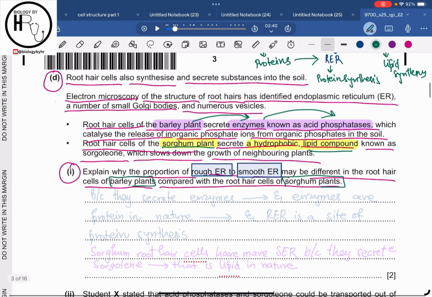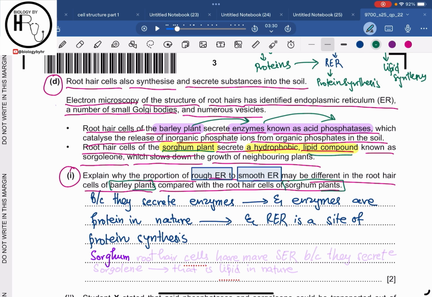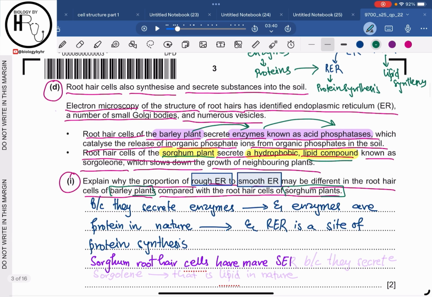So we can write our answer in a way that the rough endoplasmic reticulum in the barley plants is more as compared to the sorghum plants because they secrete enzymes, right? And enzymes are protein in nature, and rough endoplasmic reticulum is the site of protein synthesis. We can write it in this way. Also, if we want to go vice versa, we can say that the sorghum root hair cells have more SER because they secrete sorgoleone, that is lipid in nature. So that's why the SER is more over there.